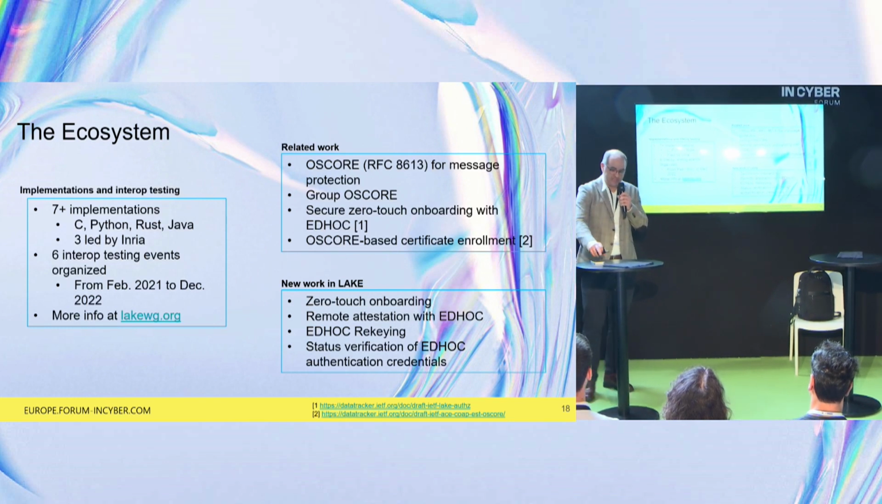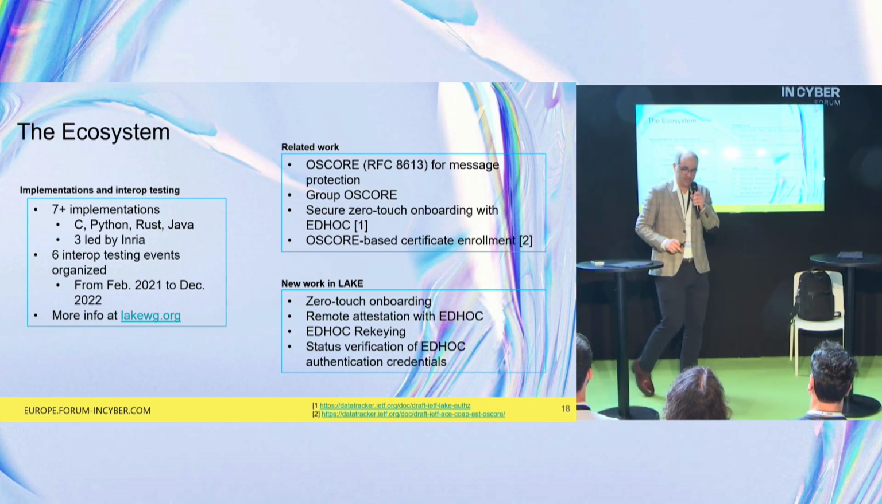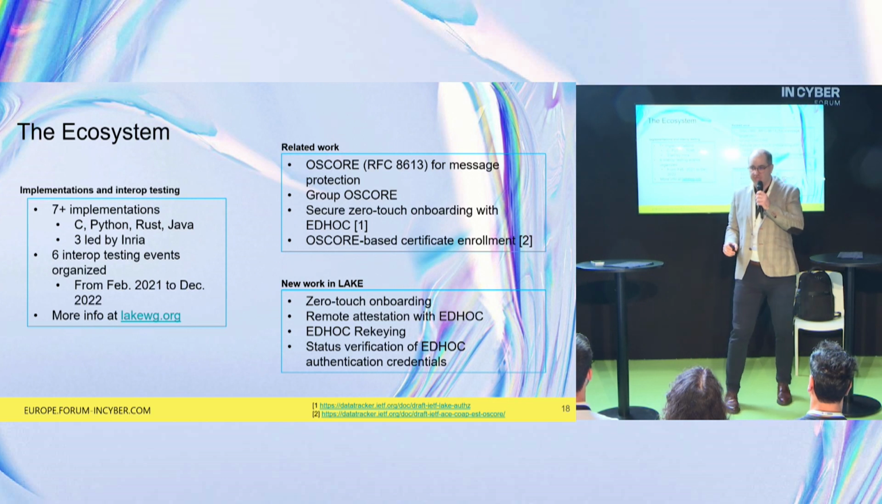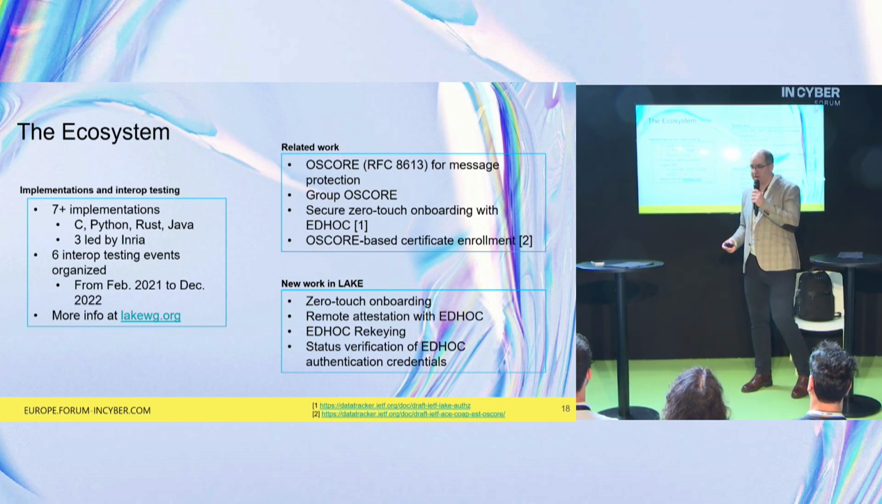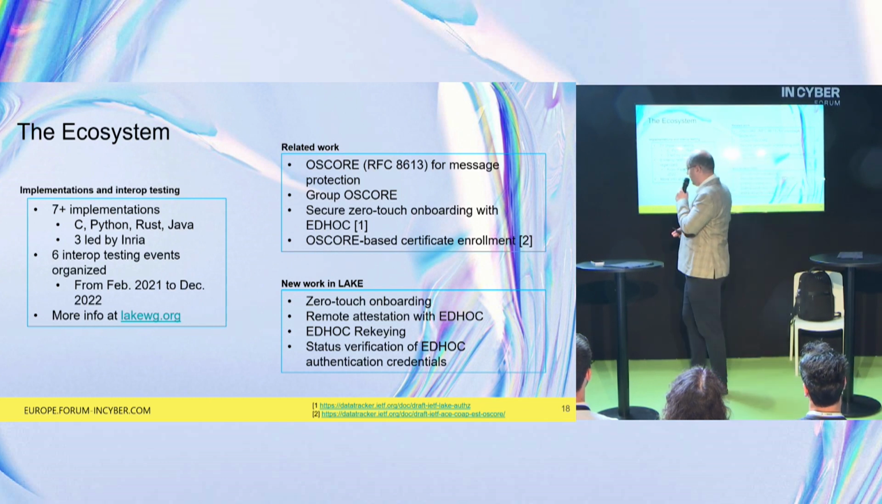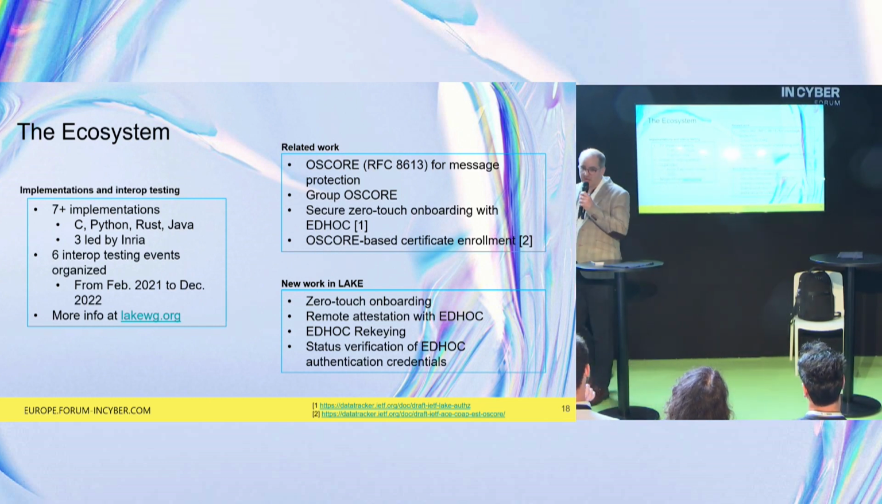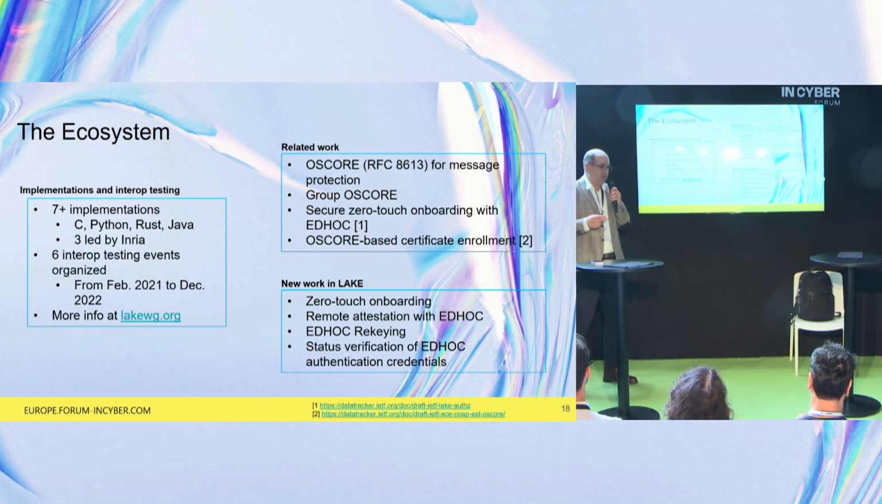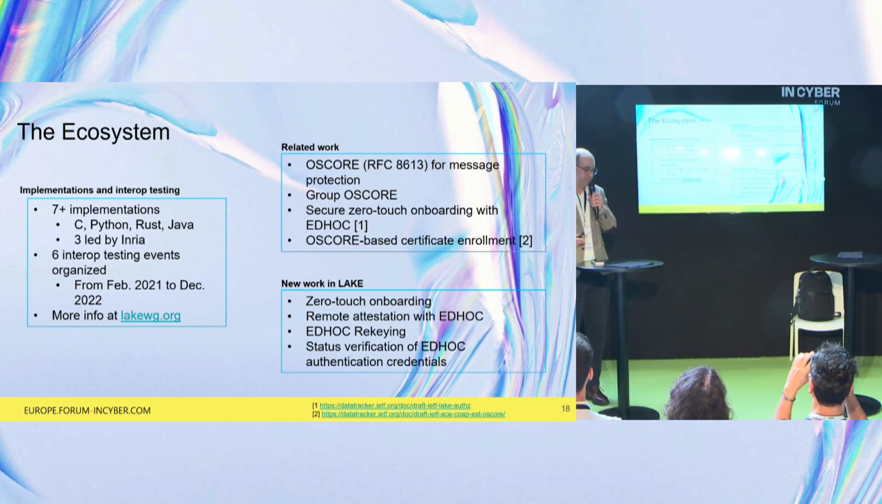So in terms of the ecosystem, there exist more than 7 different implementations of ad hoc. And these implementations are available in different programming languages, such as C, Python, Rust, Java. 3 of them are led by INRIA. Others are led by other interested participants in the standardization sphere. And all of these implementations have been interop tested for interoperability among each other.